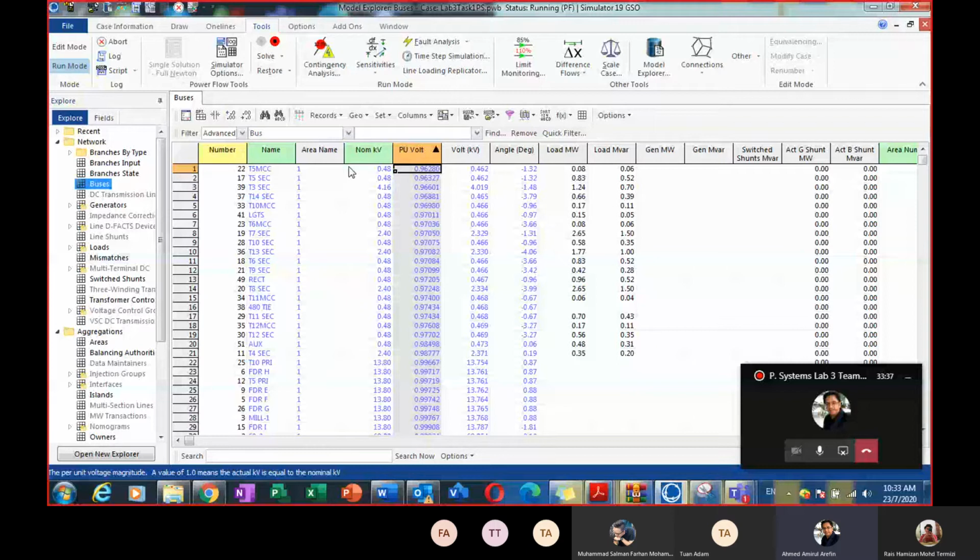Okay. So is there any bus which is less than 0.95? No, there are no buses less than 0.95. Okay. So now just show the loading section.